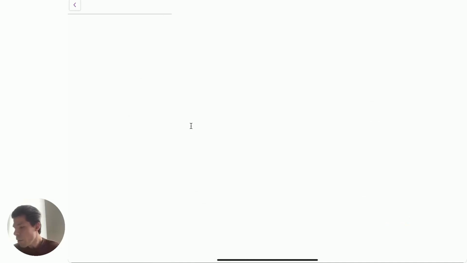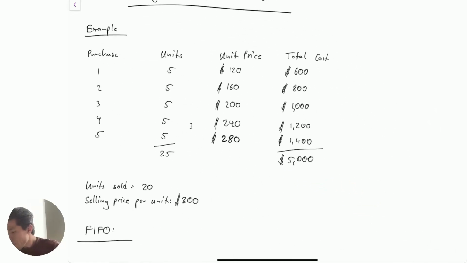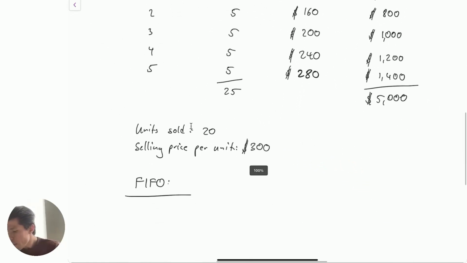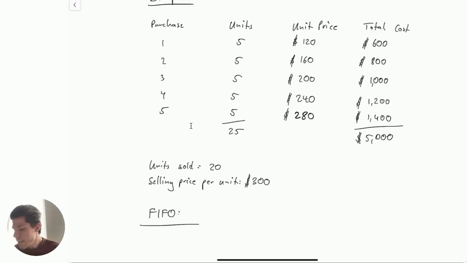That's the value of inventory. Another assumption is that the company does not sell all of the 25 units, it only sells 20 units in total. And another assumption is that the company has a selling price per unit of 300 over the entire 5-year period. So in every year, the company is able to sell each unit for $300.